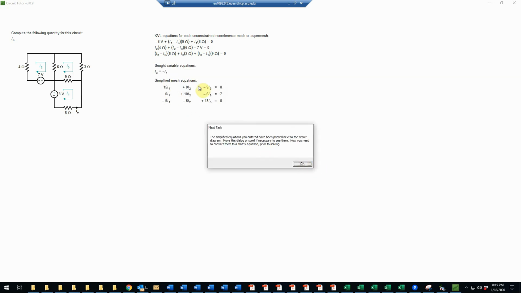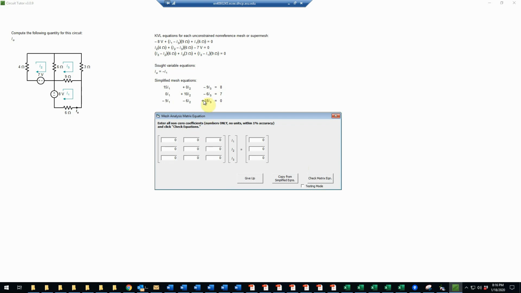Now the next task is to take these simplified mesh equations and put them into a matrix form. So we actually can just click the button here to copy those coefficients, so we don't have to go through the tedium of retyping them. And again, the 15 multiplies the I1, 0 times I2, negative 9 times I3, that's equal to the 8. So that's the first equation, and then so forth. This equation, for example, is the third row with a negative 9 times I1 minus 6 I2 plus 18 times I3, and then the right-hand side is 0. So that's just the matrix form. So we'll check that.